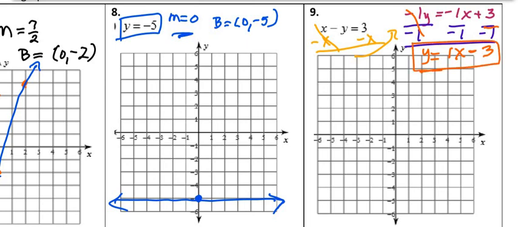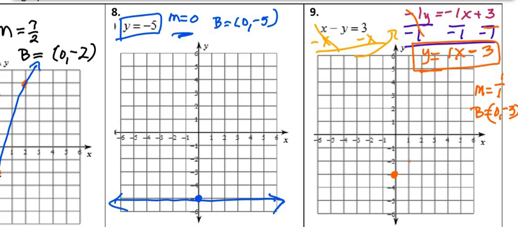Now, this right here is in slope-intercept form. So I'm going to look at this right here, and I see that my slope is a positive 1, 1 over 1, and my y-intercept is at 0, negative 3. So the first thing I'm going to do is start at my y-intercept, b. So b is 0, negative 3. Now, from my y-intercept, you're going to go up 1 and to the right 1. My slope is a positive 1.